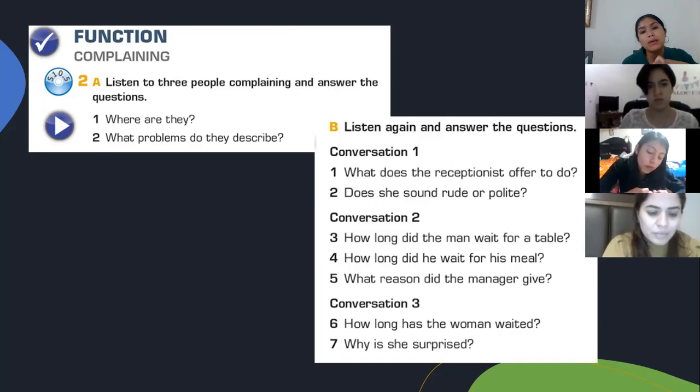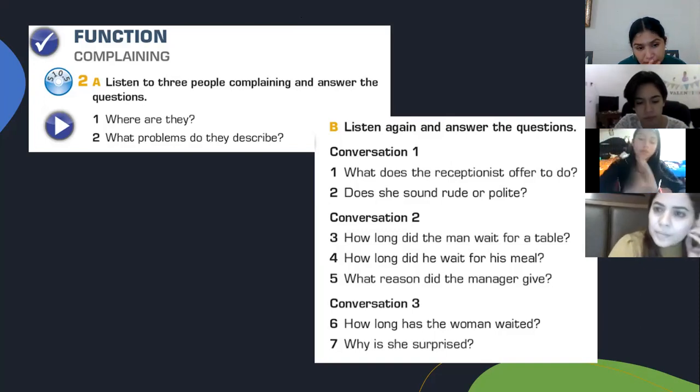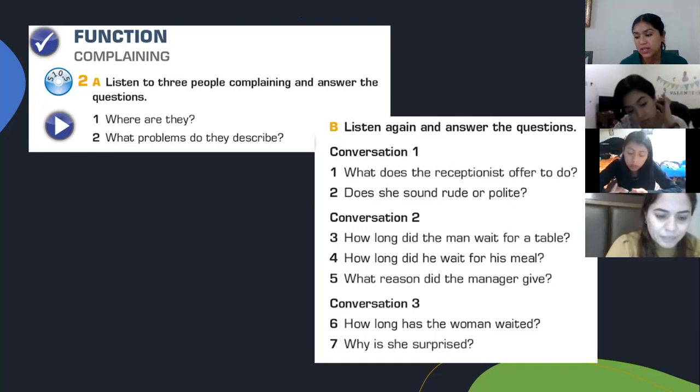I mean, the first problem in the conversation 2 was that he had to wait for 20 minutes to get a table. Then the second problem with the man in the restaurant was that he had to wait for an hour to get his meal. Do you remember or can you find another problem he got in the restaurant? Extra charge. When he received the check, he mentioned that there was an extra charge. And what was the charge about? Do you remember?